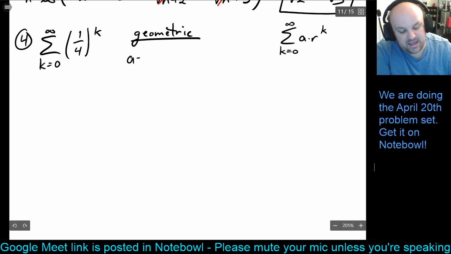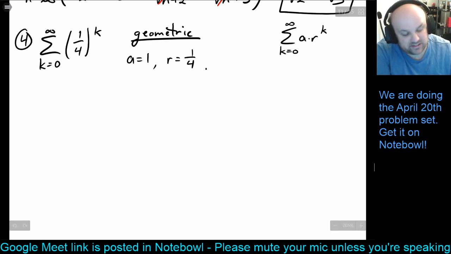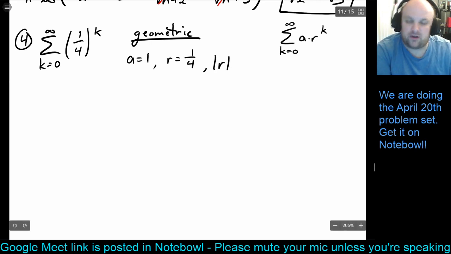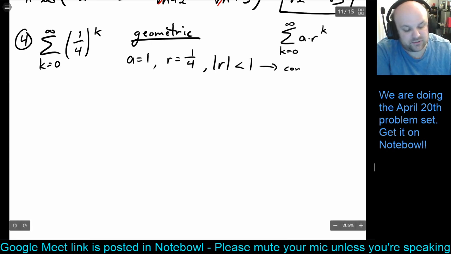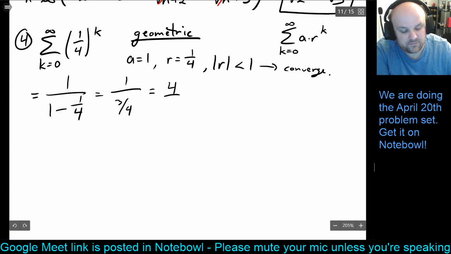Here, a is 1, r is 1/4. The condition for a geometric series to converge is that the absolute value of r needs to be less than 1, which in this case it is, so it converges. And so here we know that this sum is going to equal a over 1 minus r. That's 1 over 3/4, which is 4/3.